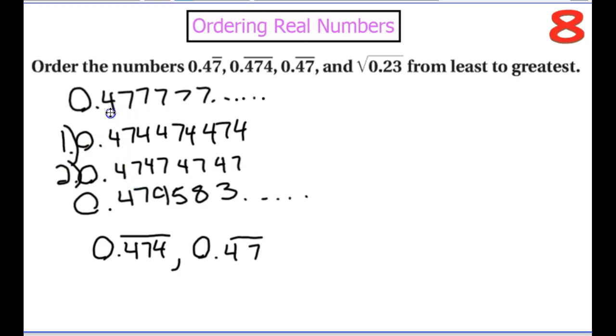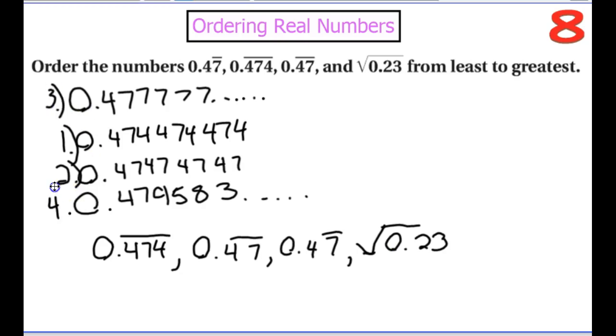Third one, we're looking at the first 0.4777 or 0.479. The next one has to be 0.47 repeating, which makes our greatest one the square root of 0.23. So this is the third least and this is the fourth least, or the greatest.